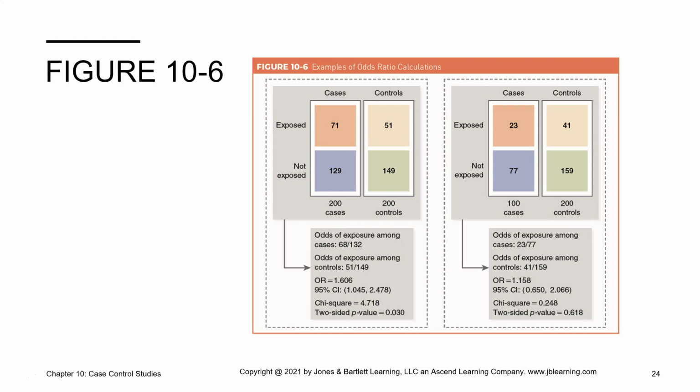And so figure 10.6 goes over the examples of odds ratio calculations. And here you can see some different ways of doing it. So looking at the odds of exposure among the cases. Okay, so we're looking at different exposures here. Then you can look at the odds of exposure among the controls. Then you have your odds ratio here, and then your chi-square test, which is a much more complicated calculation, and then a p-value here.